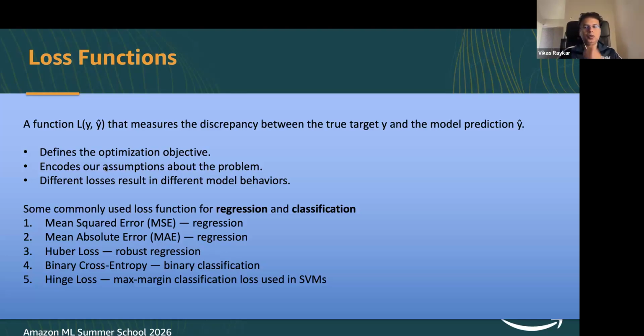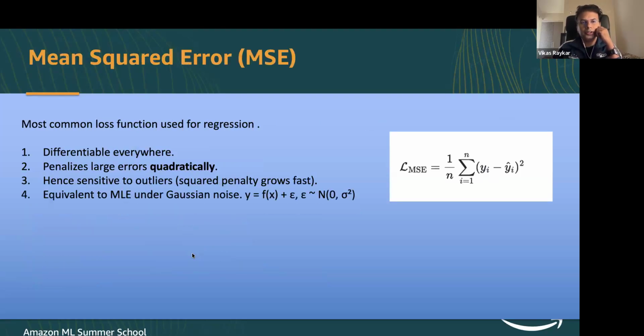So here are some of the most commonly used loss functions for regression: the first one being mean squared error, mean absolute error, and Huber loss. And for classification, binary cross entropy for binary classification, categorical cross entropy for multi-class classification problems, and also hinge loss, which is max margin loss used in SVMs. These are just some examples. These are not the only loss functions out there, but these are some of the most commonly used loss functions which we need to be familiar with. So we'll start with regression loss functions.